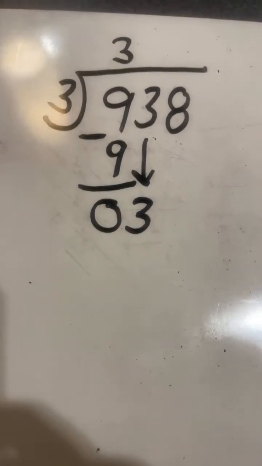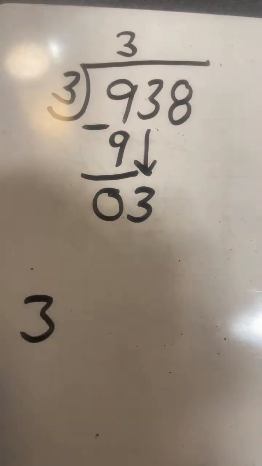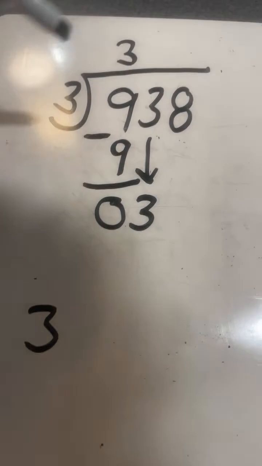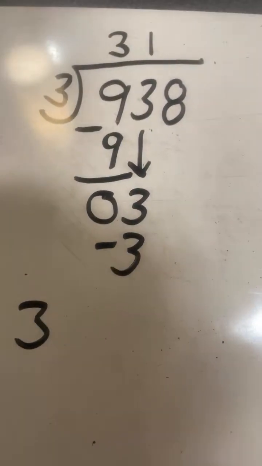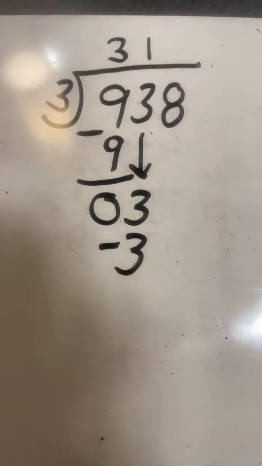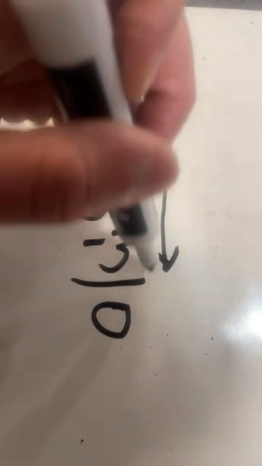All right, next. 3 divided by 3. 3, we're already there. We got one group of 3. 3 divided by 3 equals 1. Then we subtract 3 minus 3. Again, there is no remainder. The last number to bring down is 8.